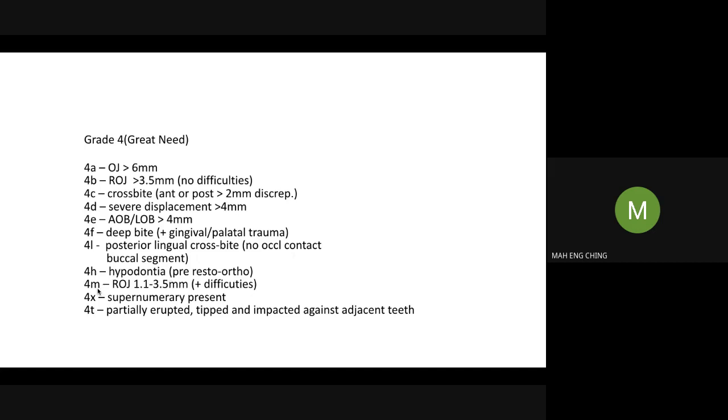Then 4M is a 3B upgraded to 4M. So you remember the 3B is a reverse overjet of 1 to 3.5 without difficulty. But if there is difficulty with investigations and speech, then we upgrade to 4N. Then we have 4X with supernumerary. So if you see supernumerary teeth present, or supplemental, then consider 4X. 4T is a partially erupted tooth. It means it has erupted a little bit. You see the crown a little bit, but it is not coming through. It is impacted, tipping against the next tooth, then consider 4T.